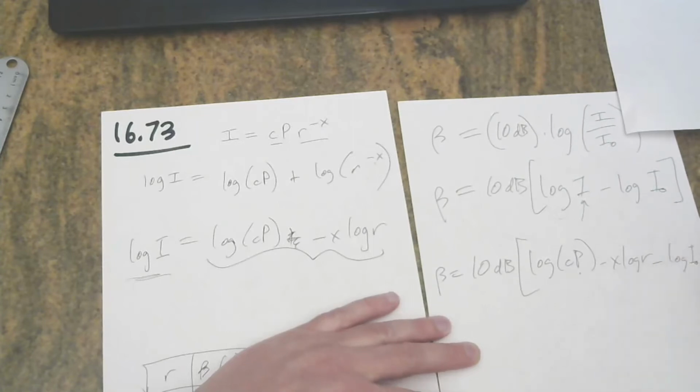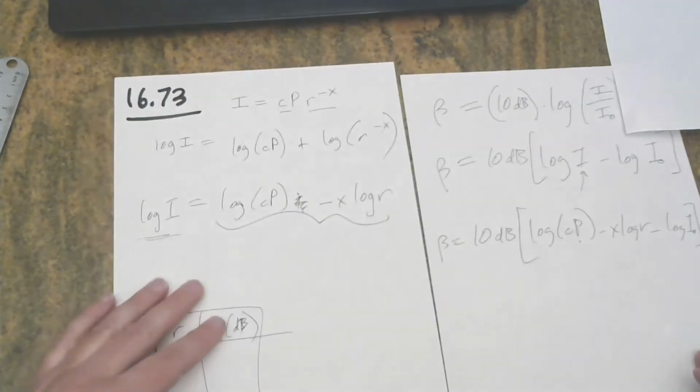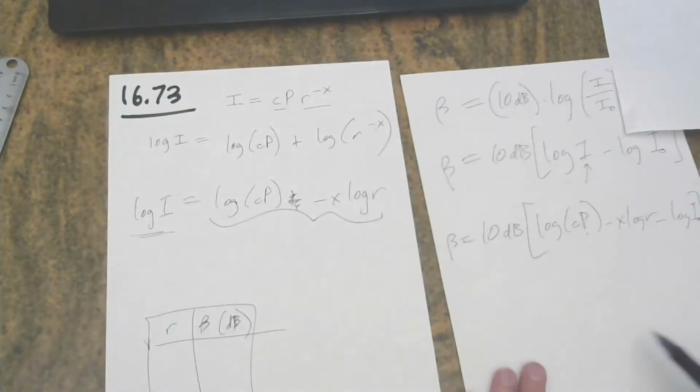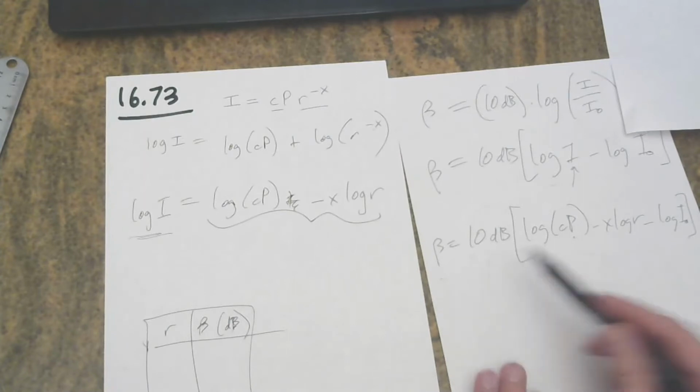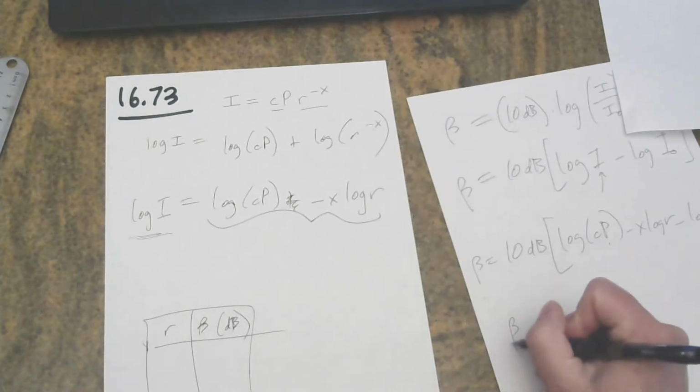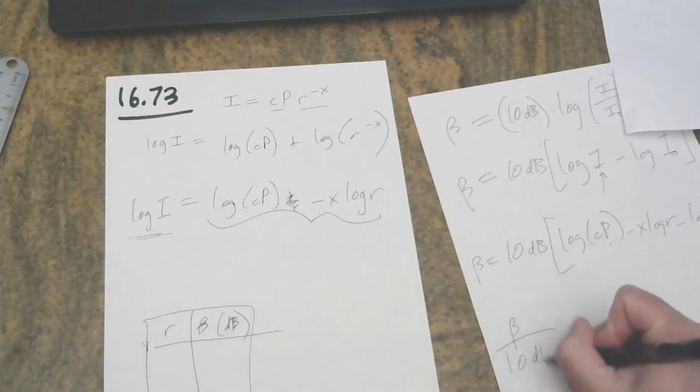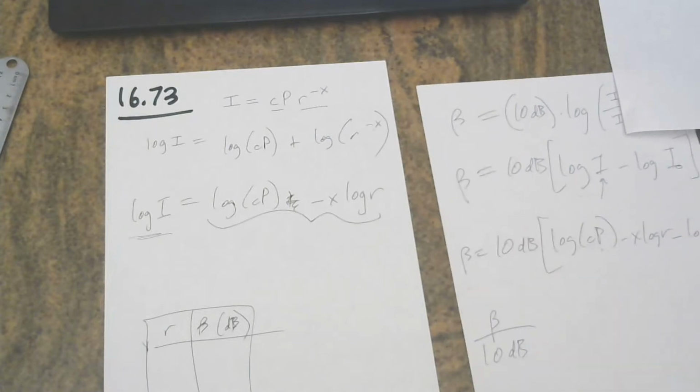Okay, so I'm substituting log of Cp, where P is the power of the source, minus X log R, minus log of I naught. And lastly, we'll do as the solutions manual does and divide both sides of the equation by 10. So if you take the decibel level and divide by 10 decibels, remember that business about a loud sound could be 90 decibels. When you divide by 10 decibels, you get back to the number 9.